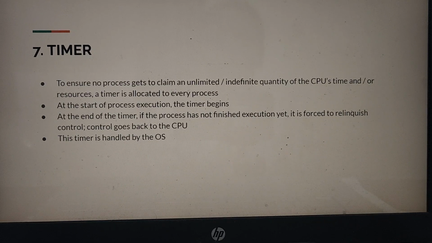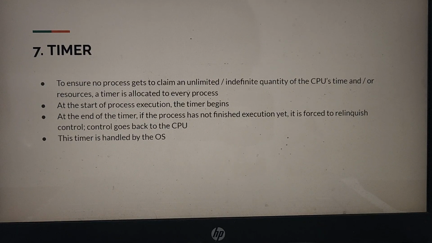If for some reason the timer comes to 0 and the process has still not finished executing, then the process is stalled or stopped midway there. The control goes back to the CPU or the OS. That process is pushed out of the CPU and another process is brought in. Why is this necessary? Because, like I said, if you do not have a timer and if something is wrong with the process, it will keep executing indefinitely, and you will never be able to get anything useful done. It is just a waste of your time and the computer's resources.